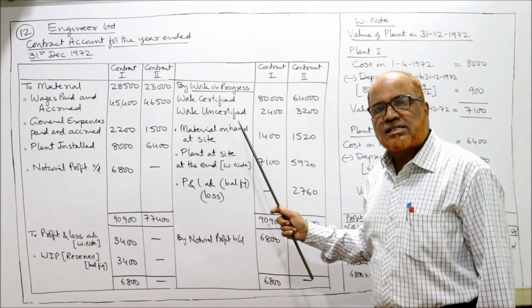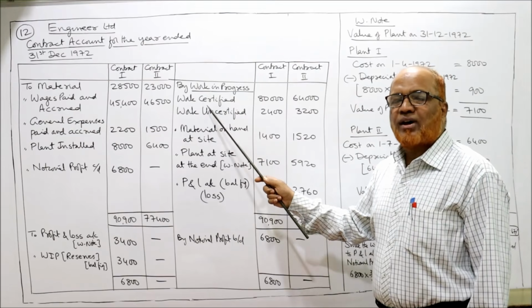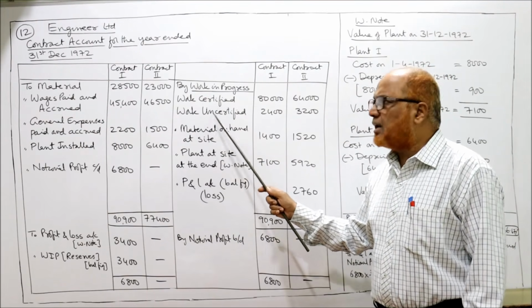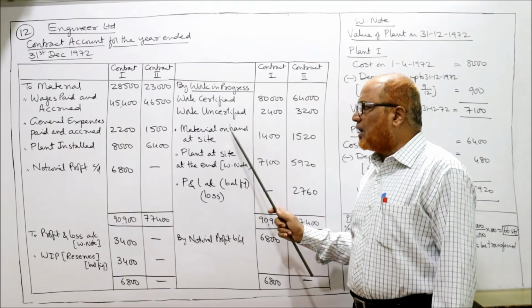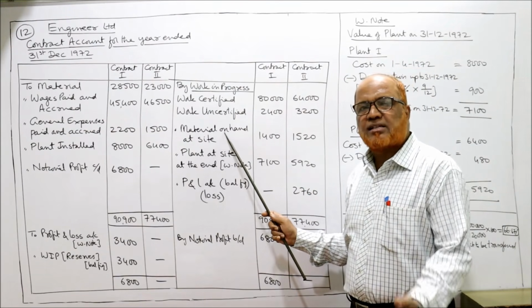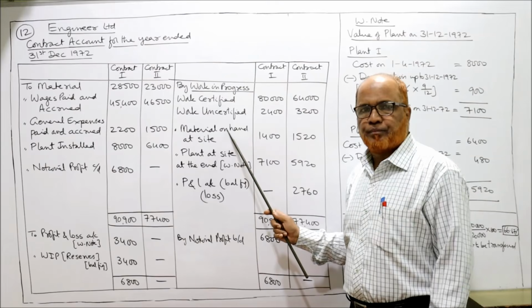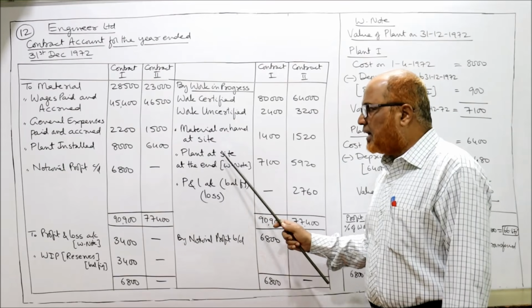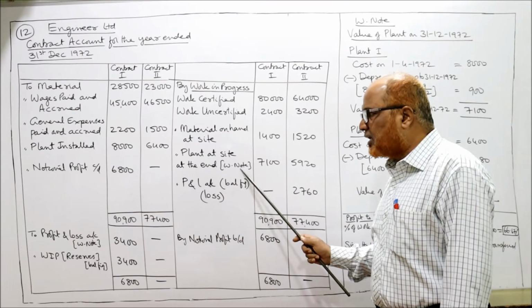Now I'll come to the credit side. By work in progress, work certified given in the problem, work uncertified given in the problem, the same I have copied. Now material on hand at site, at the end of the year some material was unconsumed, unused. That material is 1,400 and 1,520. Now plant at site at the end, working note.